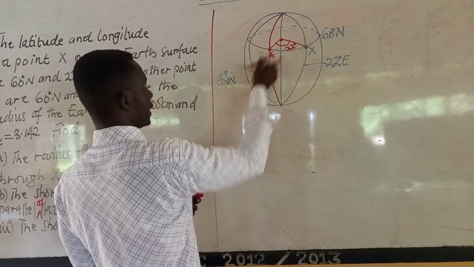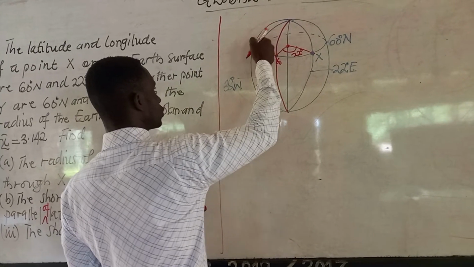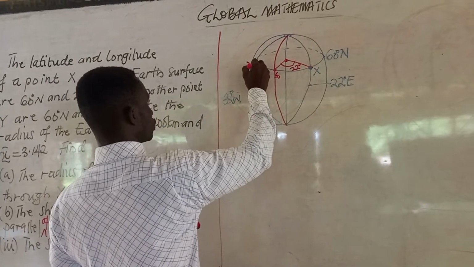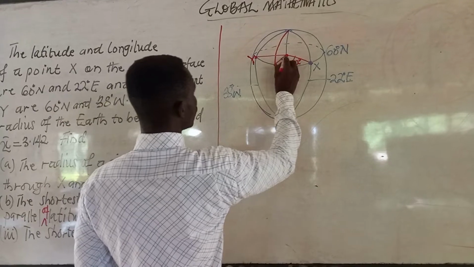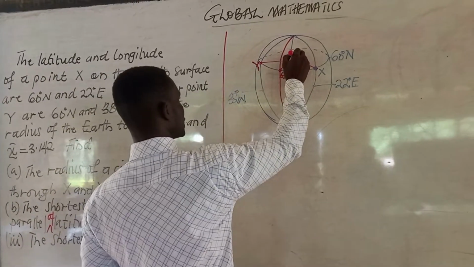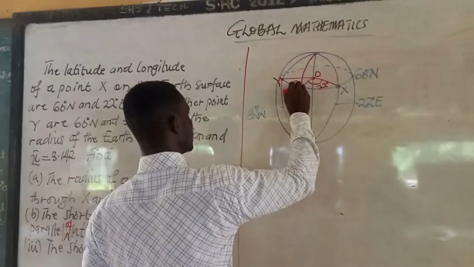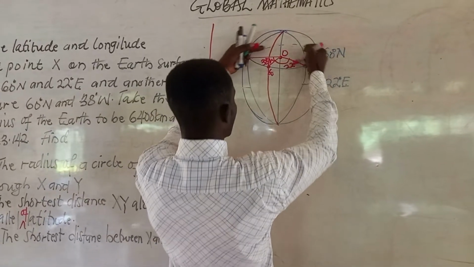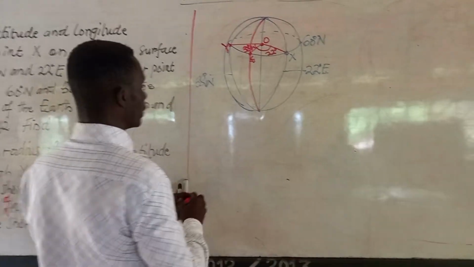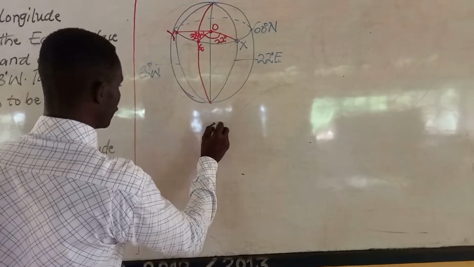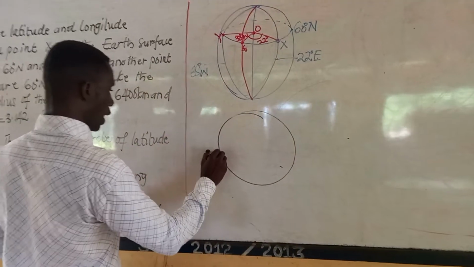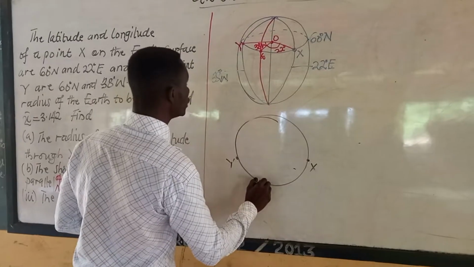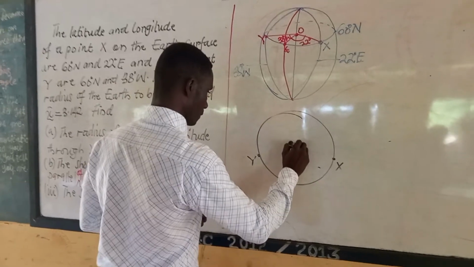And this is where the longitude 38 degrees west meets the latitude. So this is the point Y. From point Y to the center, let me take the center O, that is 38 degrees west. Let me draw this circle out. The point Y is here. The point X is here. And the point G is here. This is the center.